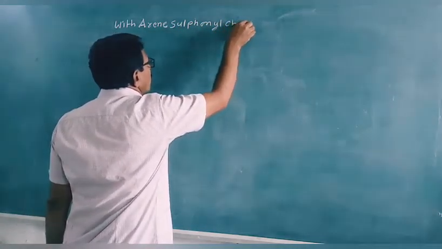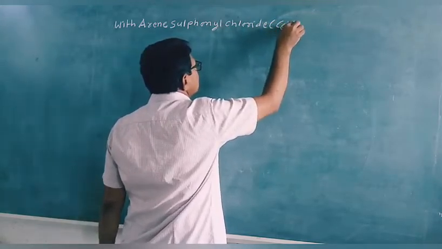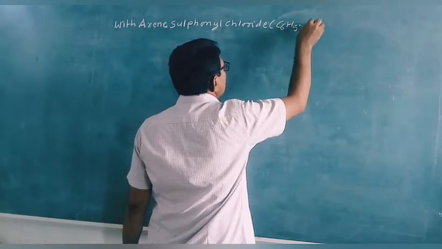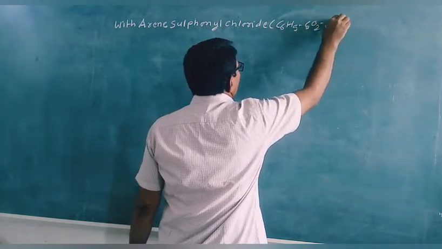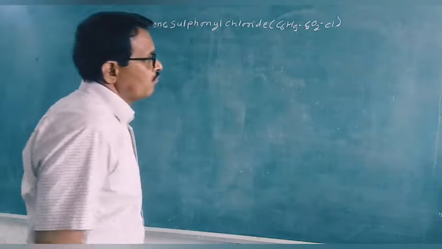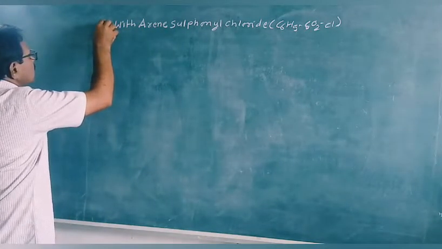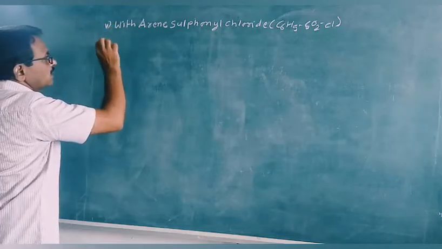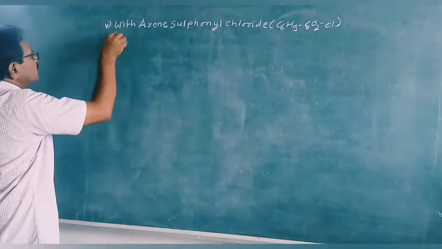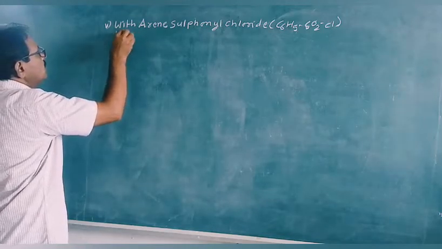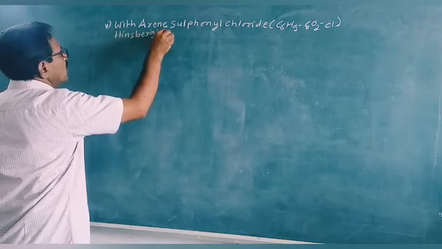The formula of arene sulfonyl chloride is like this: C6H5 phenyl, here SO2Cl, arene sulfonyl chloride. This reaction, I think it is the fifth one. This reaction is known as Hinsberg's test.